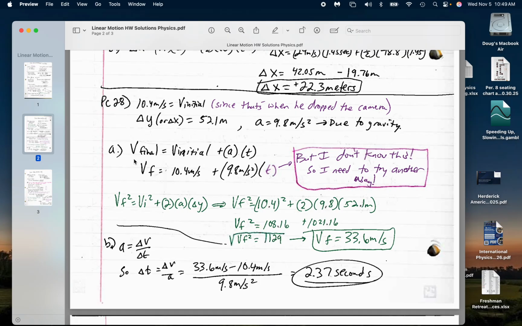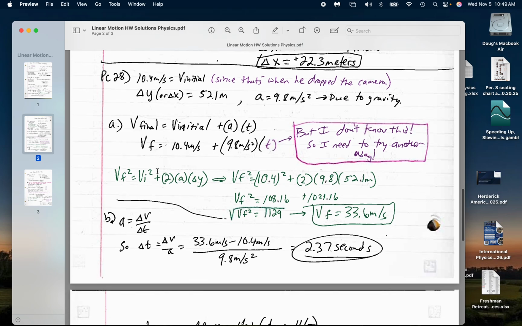So to find the final velocity, I could try this, but the problem is I don't know this time. So again, I don't think I can use this formula. That's okay. I'll find another way. In this case, I'm going to use formula 5, VF squared equals VI squared plus 2A delta Y. I'm calling this delta Y because it's vertical. It doesn't matter if you call it delta X. It's just a change in position.